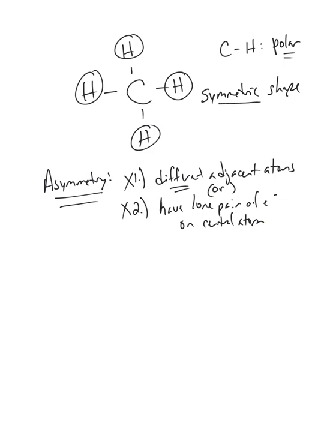And because it's symmetric, that means that the overall molecule is nonpolar. It's nonpolar because of the symmetric shape. Why is that? Well, between carbon and hydrogen, carbon is a little bit more electronegative. So the electrons in each bond are going to be pulled towards the carbon.